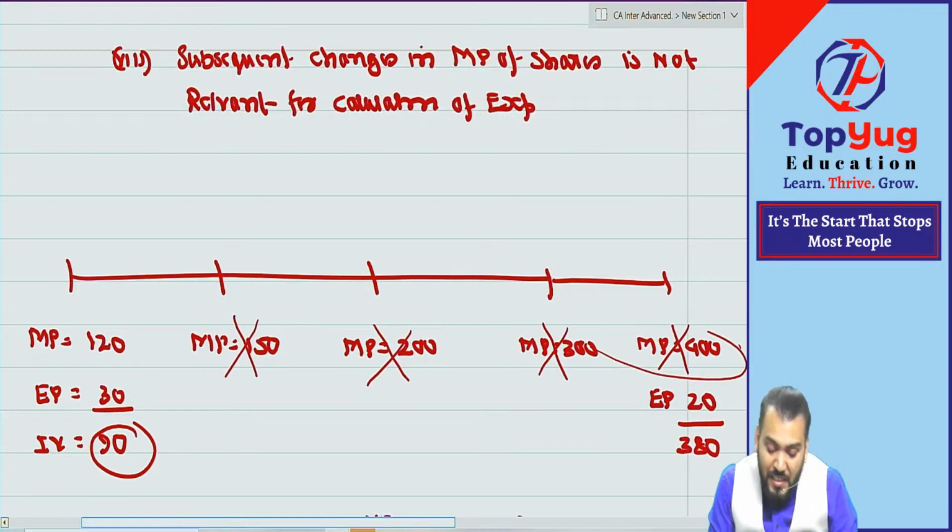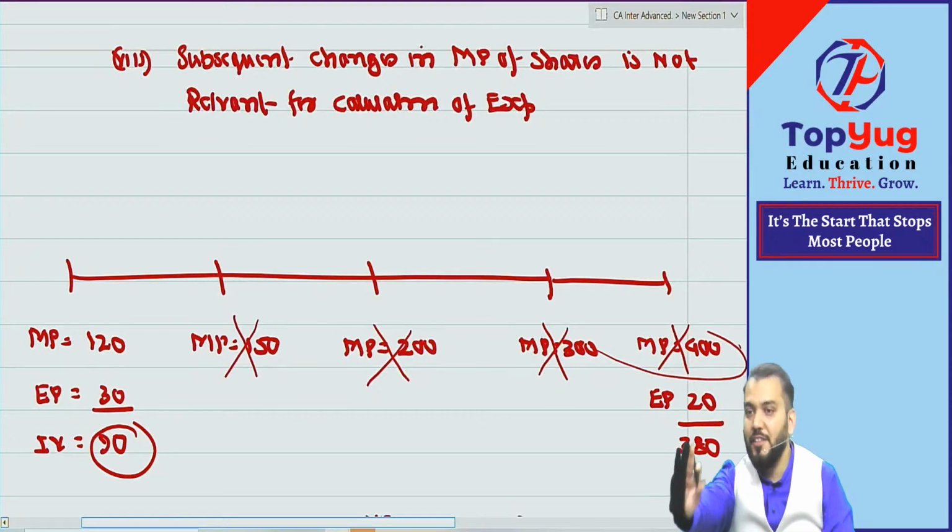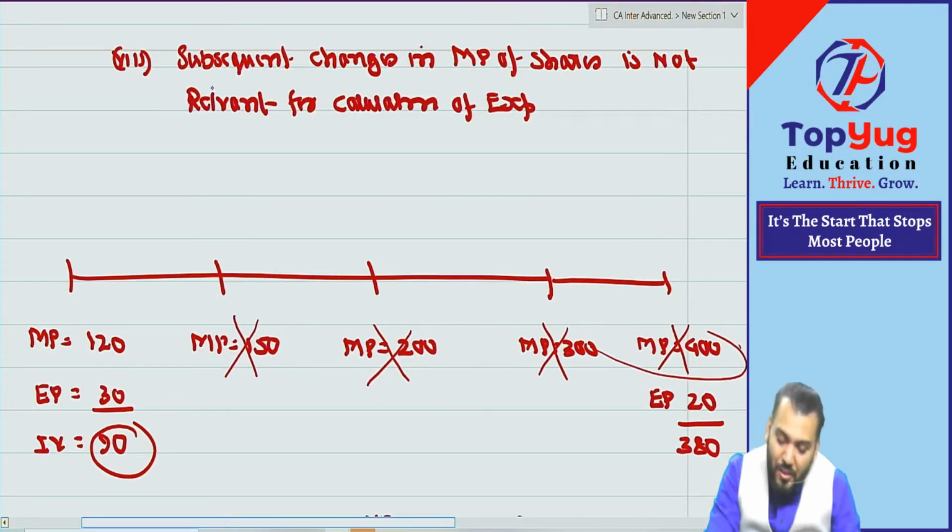Correct now. Means can I say any subsequent changes in the market price, with that increase or decrease, entity has nothing to do. And therefore, for this accounting treatment, subsequent changes in market price is not at all relevant. Understood? Can you say now this statement is correct? Subsequent changes in market price of shares is not relevant for calculation of expense.